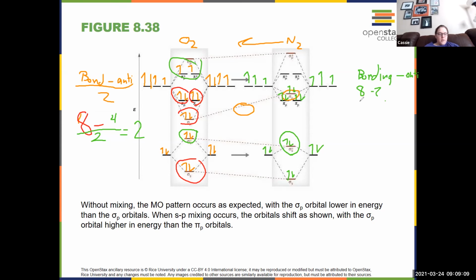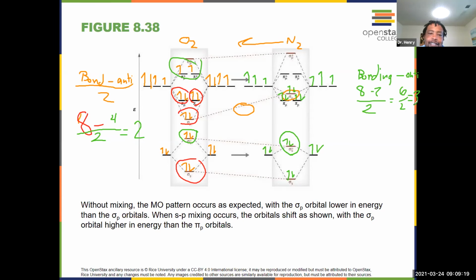Okay, so then we divide that by 2. So that's 6 divided by 2. Three. Okay, what type of bond? Triple. Triple bond. Okay, so now because of that switch, these guys actually end up alone, unpaired.